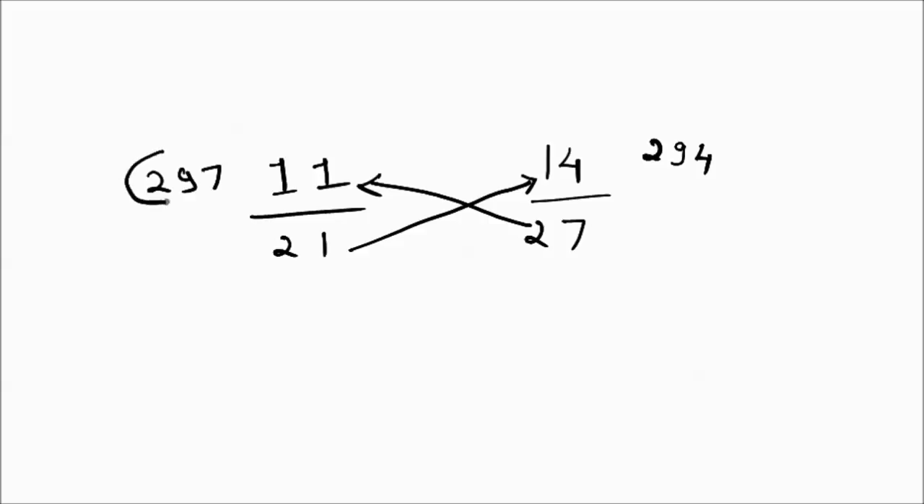So you can see how close they are, 297 and 294. This one is the bigger. So this is another example to show you that close values of ratios can be exactly identified with the method of cross multiplication.